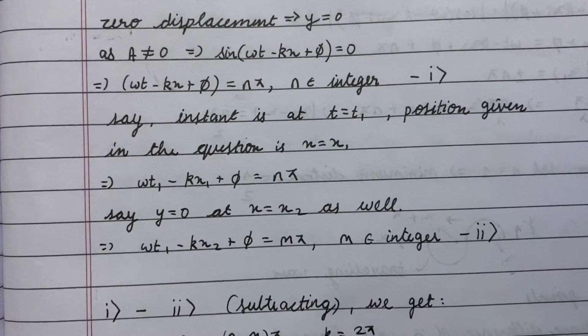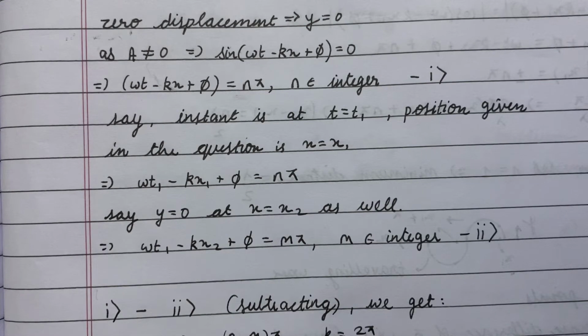And say the instant is at t equal to t1 and the position mentioned in the question is x equal to x1, which would imply that ωt1 − kx1 + φ is equal to nπ. Now say y is equal to 0 at some other position x equal to x2 as well. This would mean that ωt1 − kx2 + φ is equal to mπ, where m is again an integer by similar logic. And we'll call this equation 2.